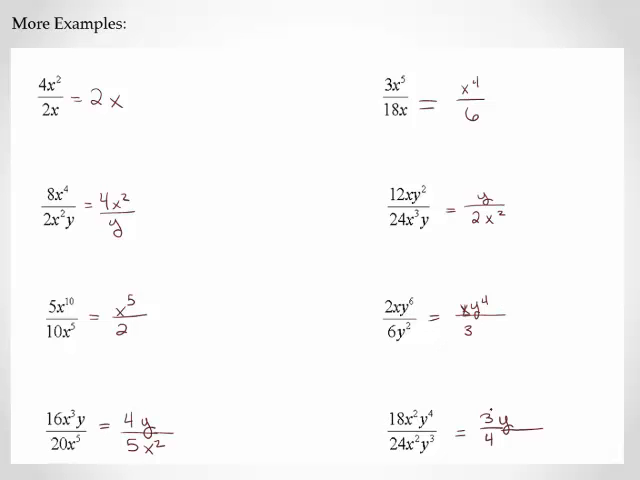18 and 24 both divide by 6, giving me 3 and 4. 2 minus 2 cancel each other out. It's 0. They go away. 4 minus 3 is 1.